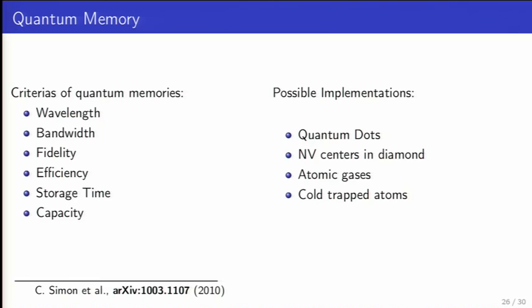So if I send in a photon in state R, the photon that comes out of the quantum memory element should also be in state R and not something else, because then it would be a random generator but not a memory element. And then the efficiency, that means how often I have to send in a photon to get a photon out. And of course, the storage time and the capacity are also important. Again, we can use quantum dots, NV centers in diamonds, atomic gases, and cold trapped atoms for quantum memory.